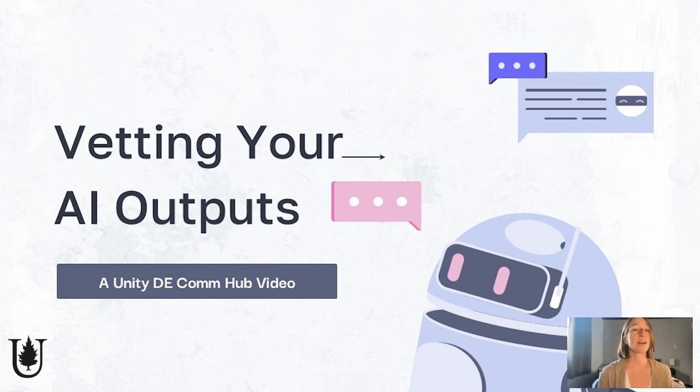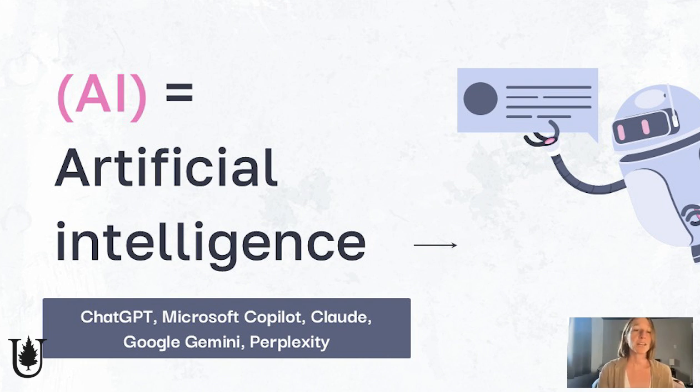In this video, we're going to cover how to vet your artificial intelligence outputs. So what am I talking about when I'm talking about an AI output? I'm talking about when you ask ChatGPT or Perplexity or Claude to help you with an assignment. You put a question in and this chatbot spits out some information to you.